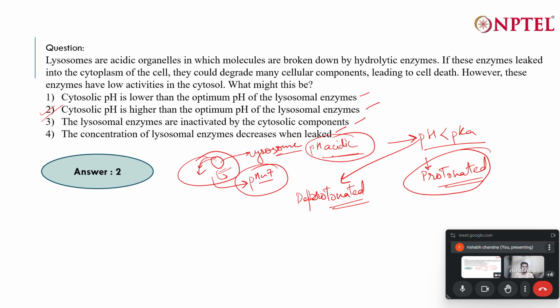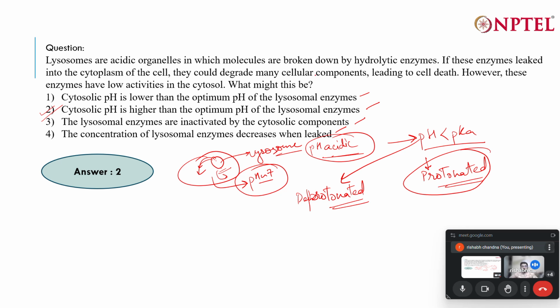Cytosolic pH I think is 7.34 and lysosomal pH is 5, yes, so it's higher. So the optimum pH, but lysosomal enzymes can cause destruction to the organelles, not to the cytosolic pH. No, the question is, okay, let's see the question first.